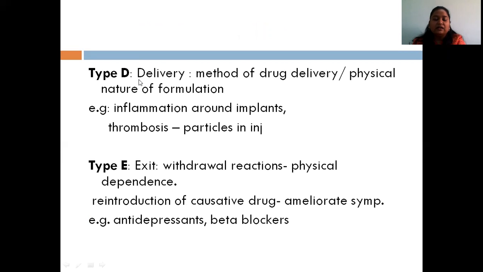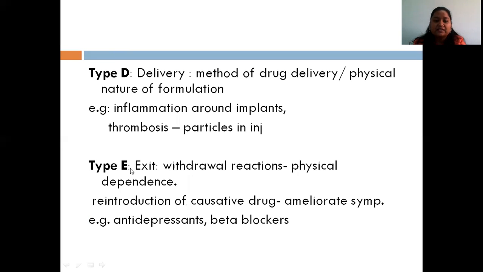Next is D, the delivery reactions, which can also be delayed reactions. The method of drug delivery or the physiological nature of the formulation of the drug can produce this type of reaction. Examples are inflammation around implants or thrombosis from particles in injections. So these are the reactions produced during the delivery of the product or the drug.